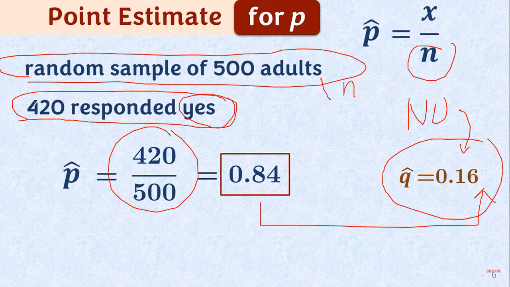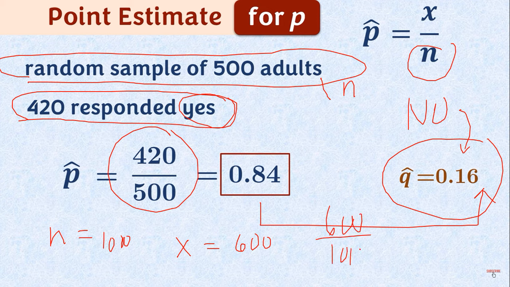Kunyari, binigyan ko kayo ng N is equal to 1,000. And yung value ng X is, let's say, 600. Ganyan. Yung gawin nyo lang, 600 divided by 1,000. Kulang yung sagot. Kunin mo yung kulang niya para maging 100 percent siya. Di ba ang 84 plus 16 is 100? Ganun lang yung gagawin ninyo.